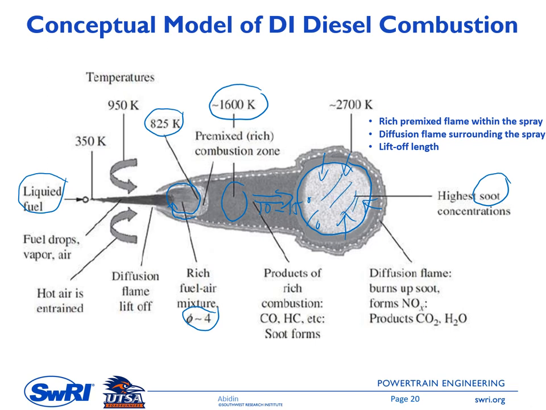So this is the zone where the soot is maximum, and then this piece here will move outwardly toward the diffusion flame here, and then there'll be a diffusion process between this soot particle and radical species and so on with the air from outside of the spray, and then there'll be a further combustion within this diffusion flame front. So you can see in here, there will be a rich premix flame within the spray, and then it will be followed by a diffusion flame surrounding the spray. This one.